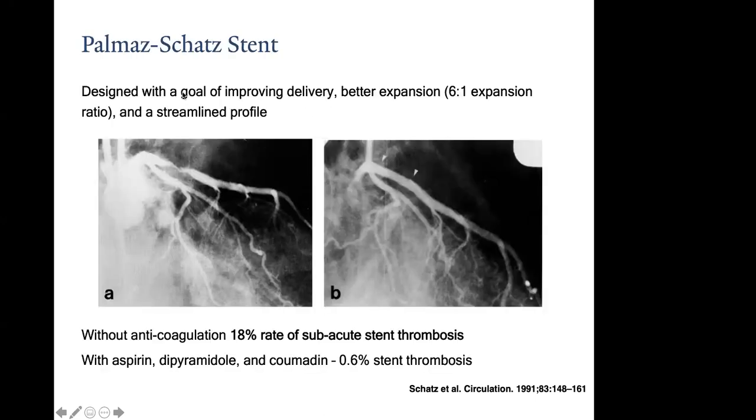So again, the Palmaz-Schatz stent, kind of as I mentioned, had improved delivery and better expansion, where it could go 6-to-1, which is kind of similar to what we get with current era stents. But they found early on that without anticoagulation, 18% of patients had acute stent thrombosis. And so patients actually had a very intensive anticoagulation regimen, with aspirin, dipyridamole, Coumadin, Dextran, and a whole host of measures that were taken to prevent acute stent thrombosis in this early era.